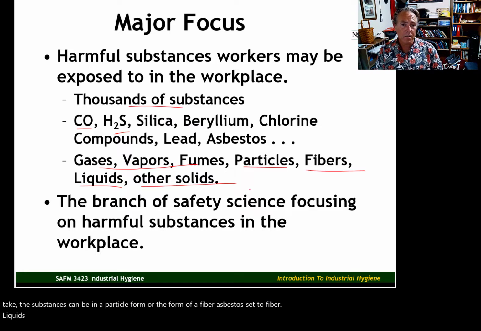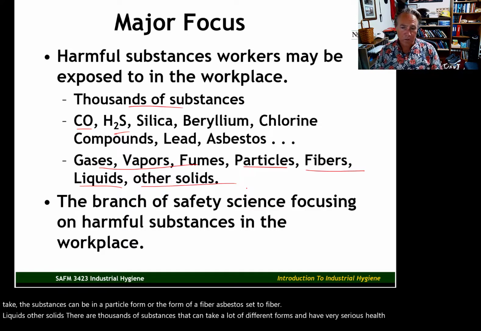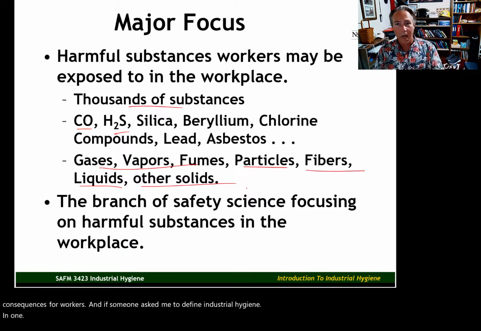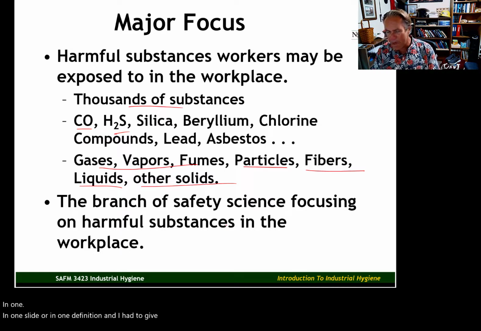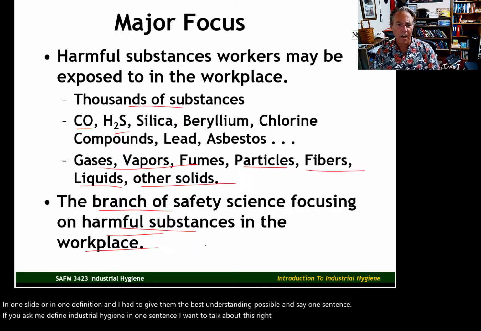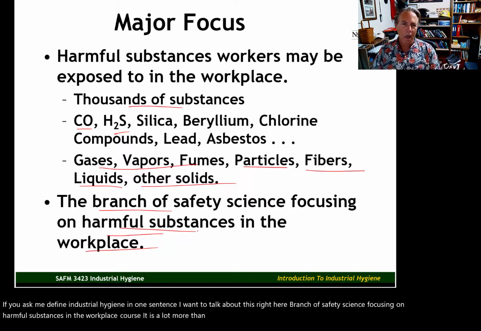Liquids, other solids. There are thousands of substances that can take a lot of different forms and have very serious health consequences for workers. And if someone asks me to define industrial hygiene in one slide or in one definition, and I had to give them the best understanding possible in one sentence, I want to talk about this right here. Branch of safety science focusing on harmful substances in the workplace. Of course, it is a lot more than that, but that gets a lot of our attention.